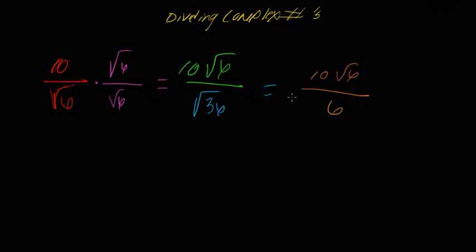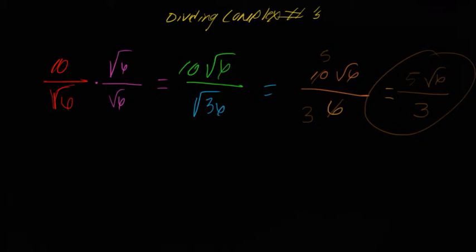Okay, so the reason that we multiply by the square root of 6 is so that we can get this radical out of the denominator. Then we can simplify this here. 2 goes into 10 five times, and 2 goes into 6 three times. So we have 5 root 6 divided by 3. So this will be my answer with a radical not in the denominator.